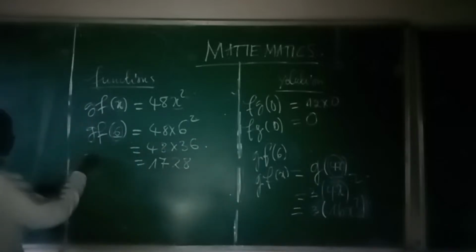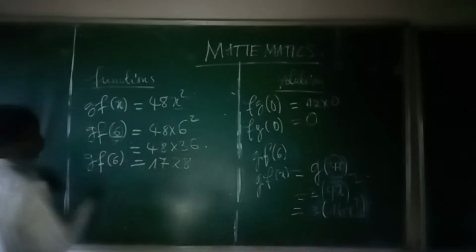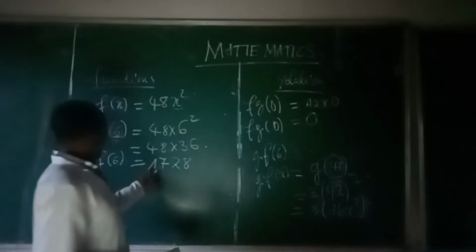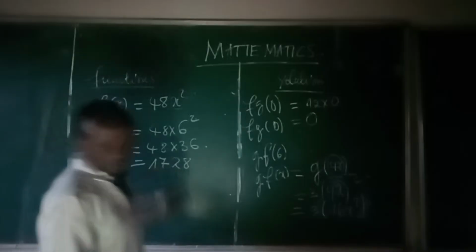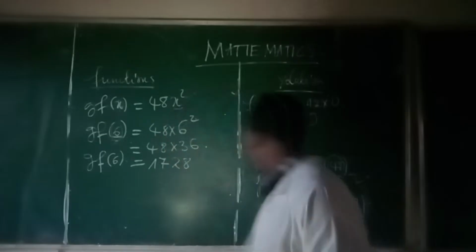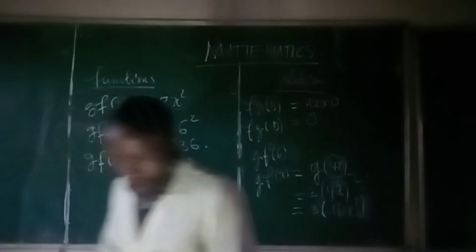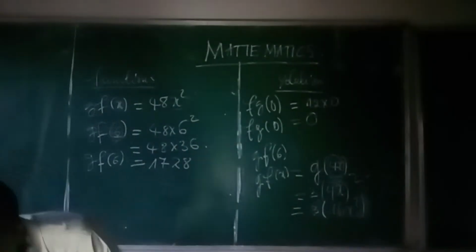So g of f of 6 is equal to 1728. So that is the final answer of our equation. Thank you very much.